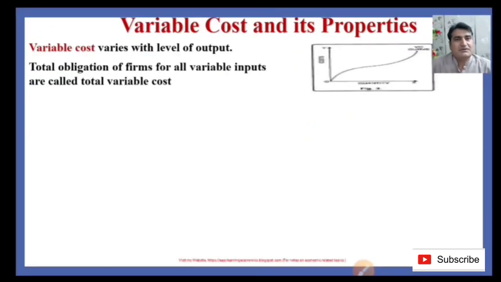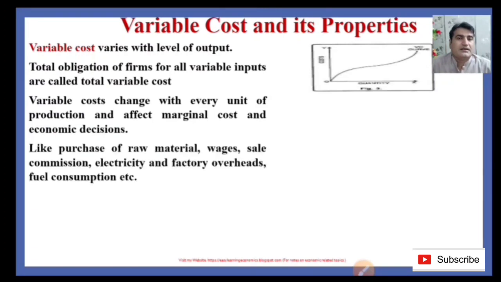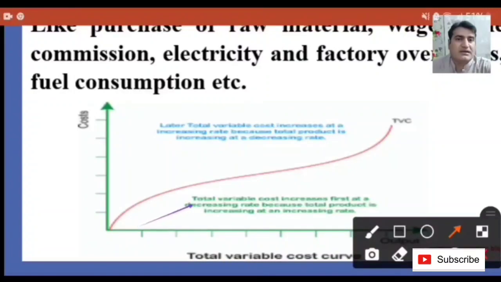So how can we define variable cost? The total obligation of firms for all variable inputs is called total variable cost. Variable costs change with every unit of production, like purchase of raw material, wages, sales commission, electricity and factory overheads. Fuel consumption will rise with the increase in the level of output. The variable cost increases at a decreasing rate because of increasing returns, whereas here the variable cost increases at an increasing rate because of diminishing returns.